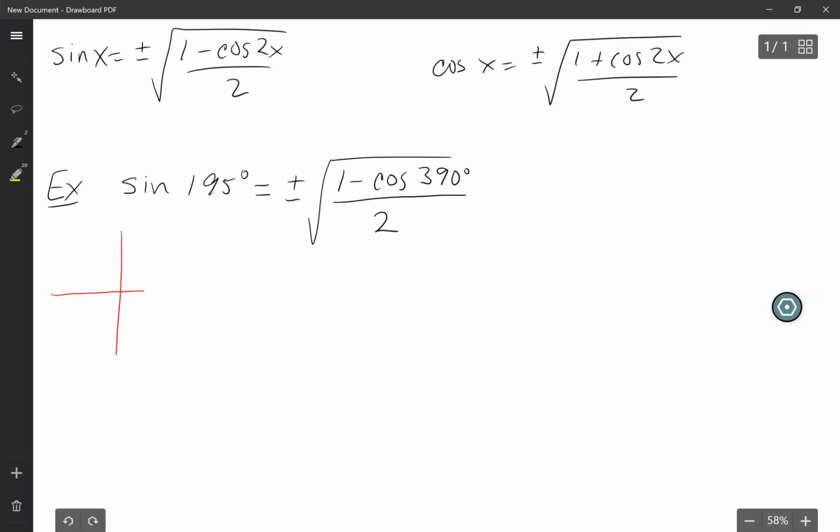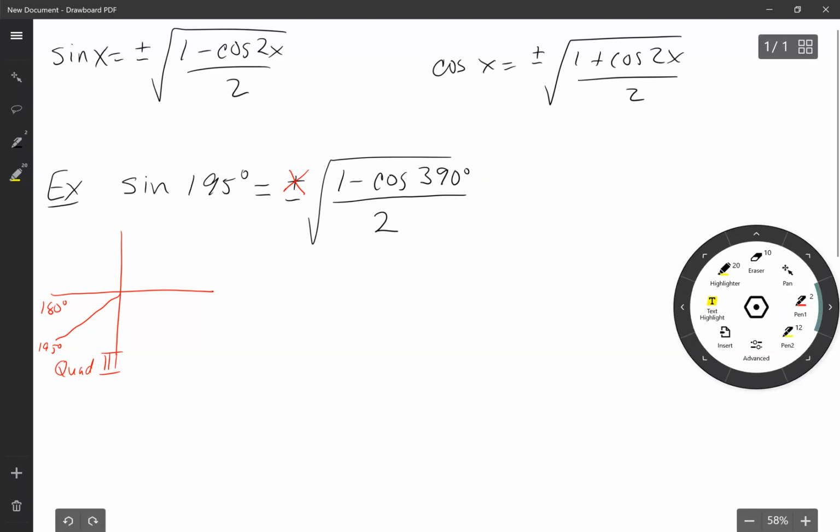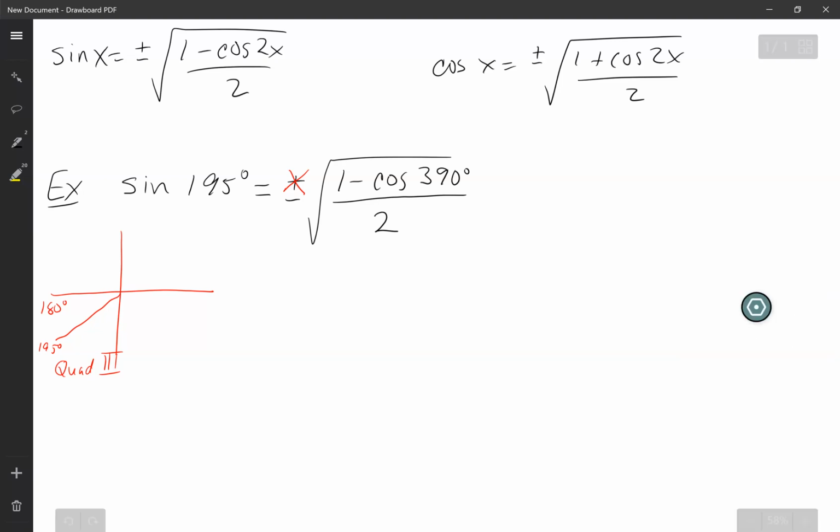So thinking about quadrants here, this is 180 degrees, so 195 would be here. So this is quadrant 3 that we're talking about. Since we're in quadrant 3, I want to use the negative, so I get rid of the positive. Okay, again, that's important. We have to make a decision on whether we're using the positive or the negative. So this is now negative square root of 1 minus something over 2.